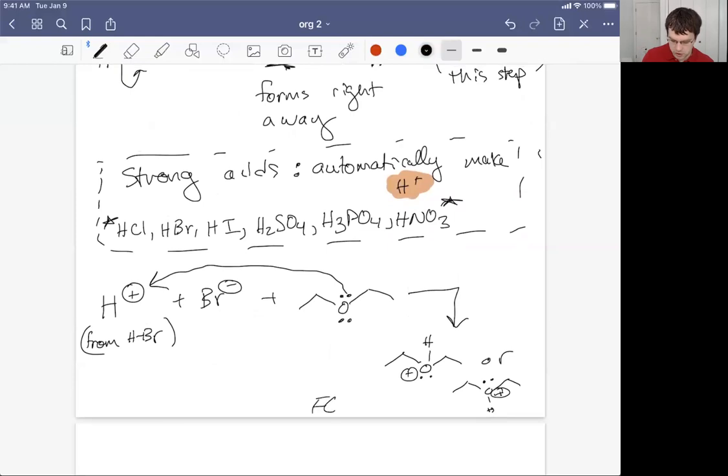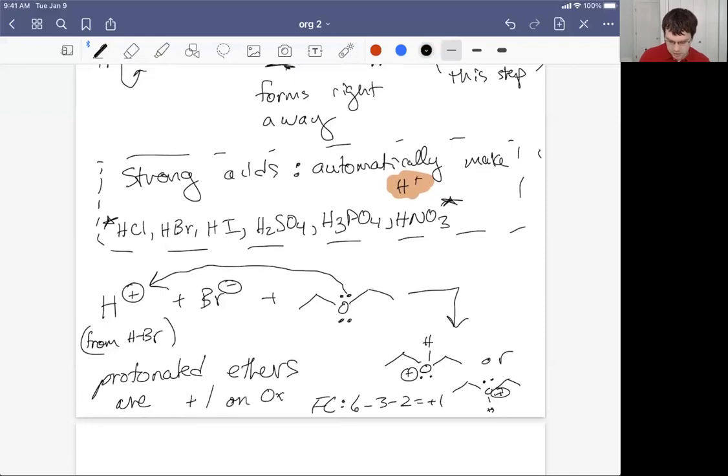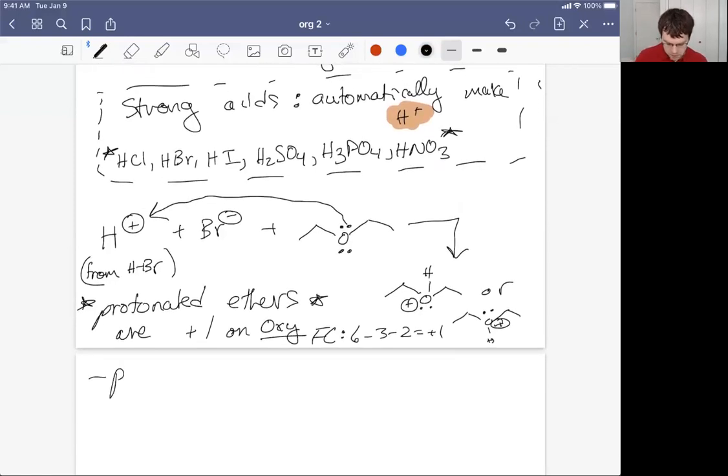And we could do that formal charge calculation quick. We've got a group 6 element, minus 3 bonds, minus 2 electrons. That's equal to +1. Okay, so let's recognize that protonated ethers are +1 on oxygen. Protonated ethers are +1 on oxygen. I just did that with the formal charge calculation. And if you haven't heard that term before, protonated is equivalent to saying that we reacted with H+.